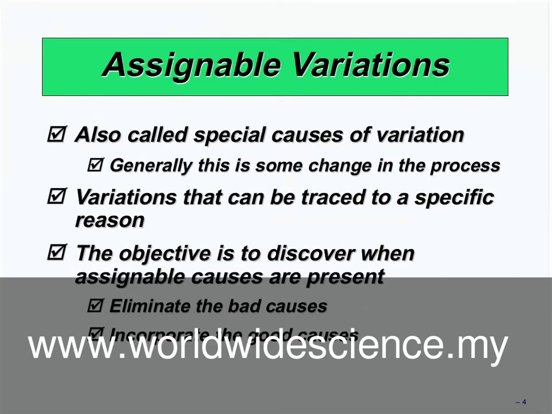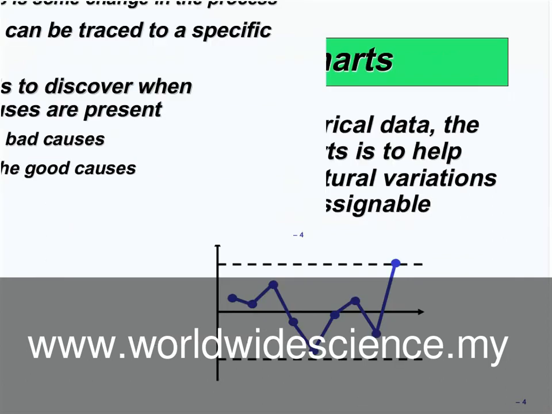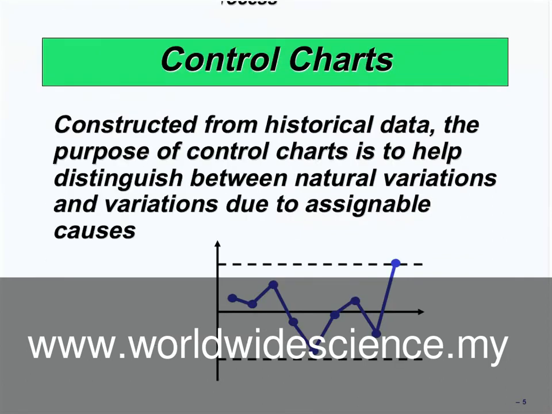Control charts are constructed from historical data. The purpose of control charts is to help distinguish between natural variations and variations due to assignable causes. The most important duty of the operation manager or quality manager in a factory or manufacturing company is that they should choose a sampling. They cannot check and monitor all of the products, but they can choose a sample.